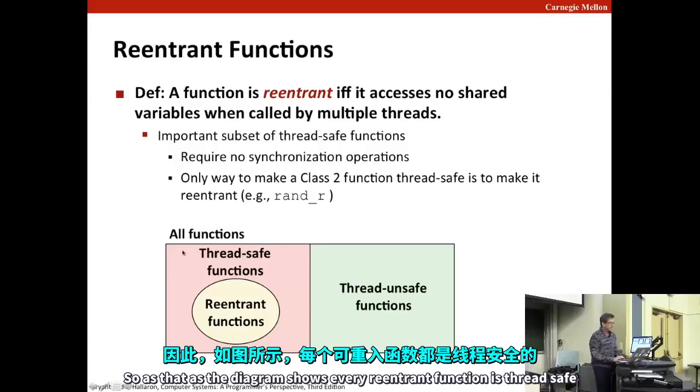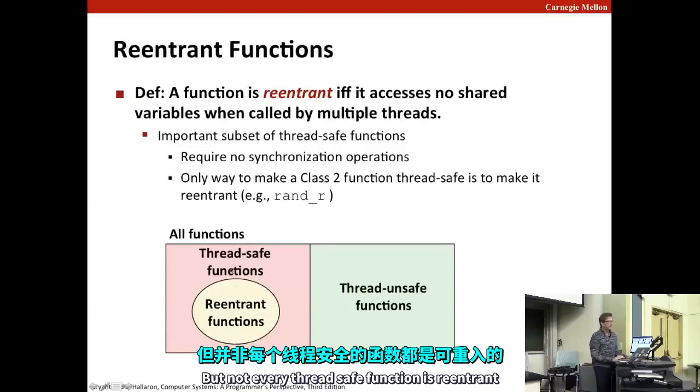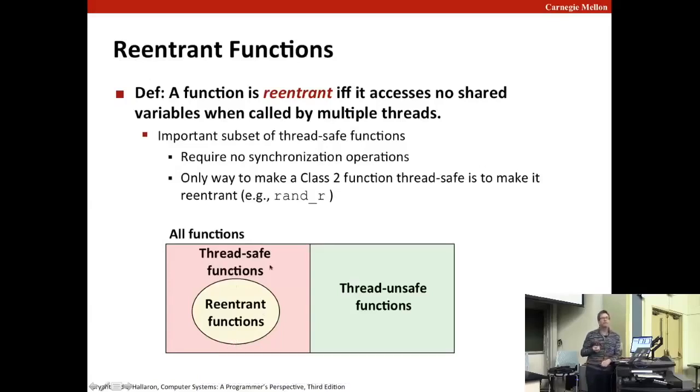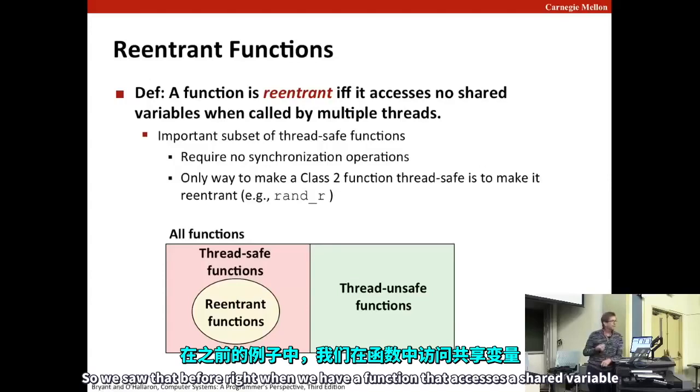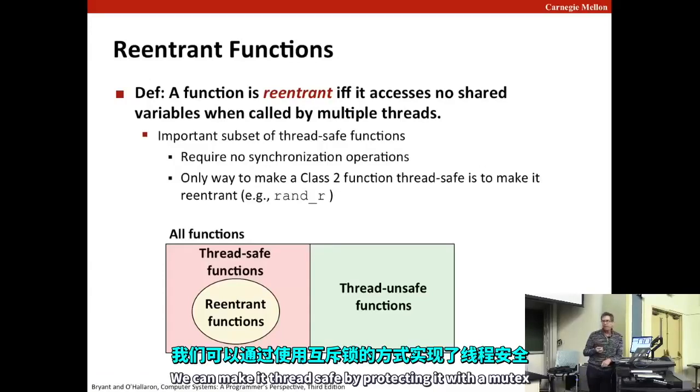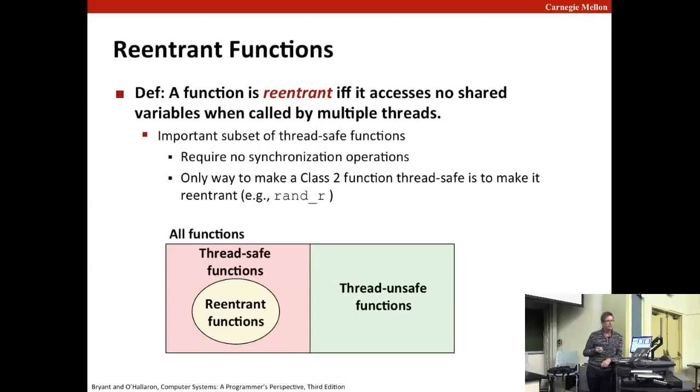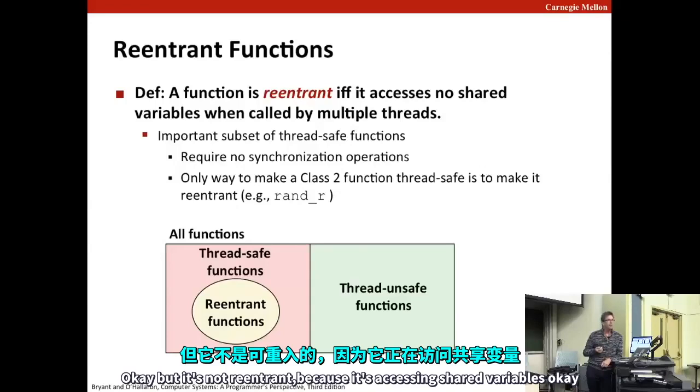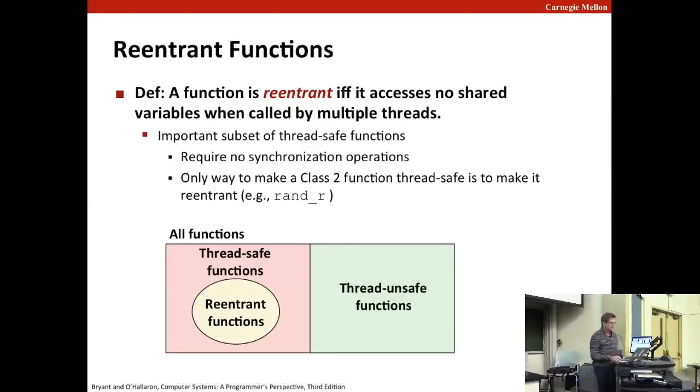As the diagram shows, every reentrant function is thread safe, but not every thread safe function is reentrant. We saw that before, right? When we have a function that accesses a shared variable, we can make it thread safe by protecting it with a mutex. But it's not reentrant because it's accessing shared variables.